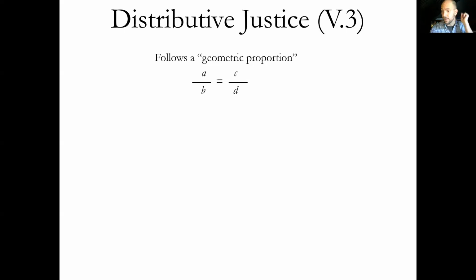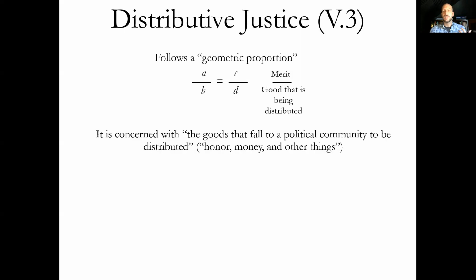Well, Aristotle's thankfully clear about that. The A and the C are going to refer to the merit of a person, whatever that is. We'll talk about that. And the B and the D are going to refer to the good that is being distributed. Because Aristotle's idea is that distributive justice is concerned with the goods that fall to a political community to be distributed. Well, what does that mean?